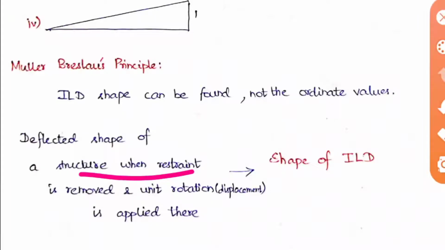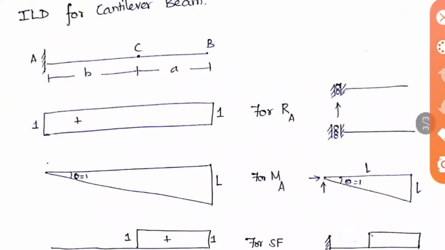When you see this with an example, it will be clear. Here is the ILD for a cantilever beam. I have taken a cantilever beam AB, where A is the fixed support and B is the free end, and there is a point at C. It is just a point, not any internal hinge, because while going for shear force and so on, we need a section, so I have placed this C here. The distances are marked as A and B.